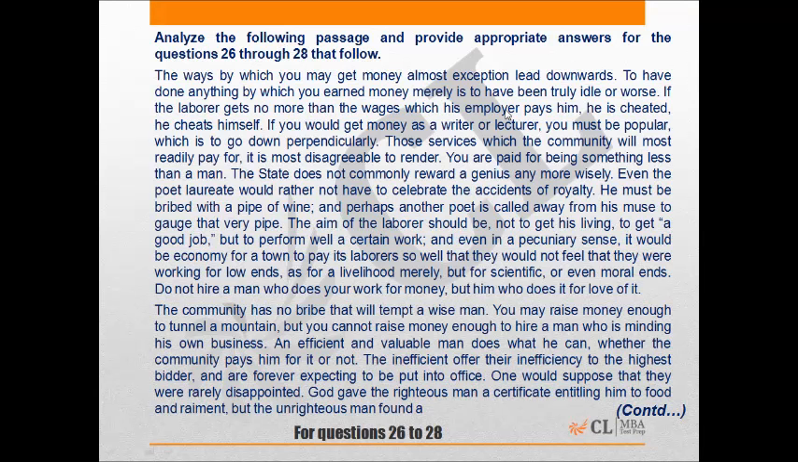In the given RC passage, the author talks about the relationship between work and money. He says that one should work for the love of it and not for money. According to him, it would be economy for a town to pay its laborers so well that they would not feel that they were working for low ends, as for livelihood merely, but for scientific or even moral ends. So he compares love for work to a moral duty. Do not hire a man who does his work for money, but him who does it for the love of it. Right? And then he calls such a man a wise man who loves his work, and such a man, he says, can never be bribed by any community, by any means.